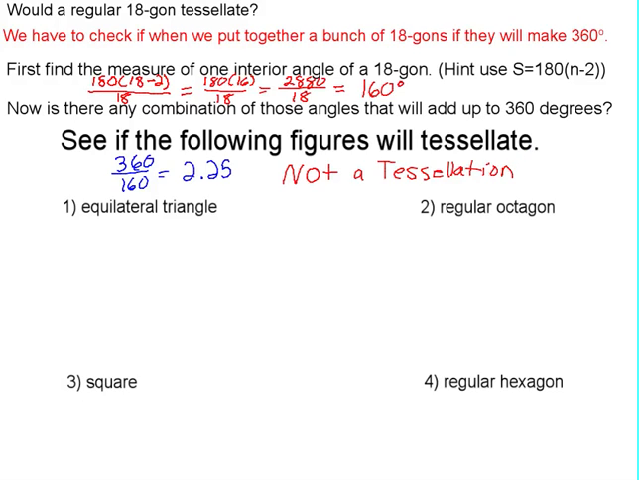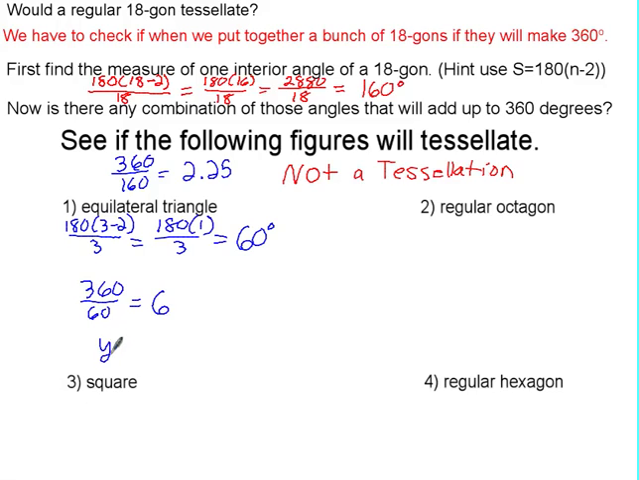So an equilateral triangle, find out how many degrees are in one angle. You should probably just have this memorized, or you can use the formula. So an equilateral triangle has 60 degrees in one angle. Is 360 divisible by 60? Yes, it goes into it 6 times. It's a whole number, so yes, this does tessellate.